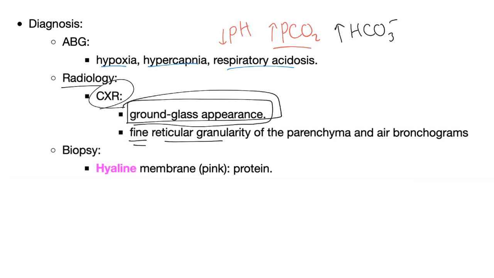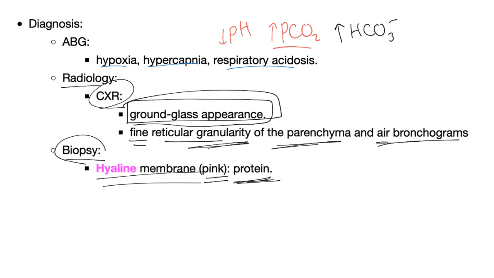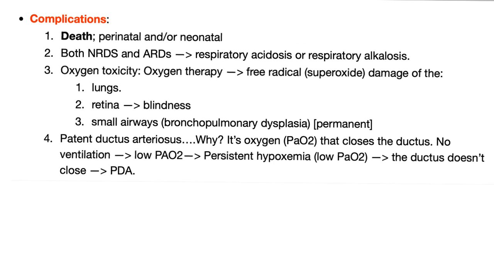Fine reticular granularity of the parenchyma and the air bronchograms due to the destruction and the hyaline membrane, stuff like that. Biopsy, you see a beautiful, not so beautiful, pink hyaline membrane. It's pink because it has proteins, and as you know, proteins stain pink. Complications of neonatal RDS. Death. Could be perinatal or neonatal.